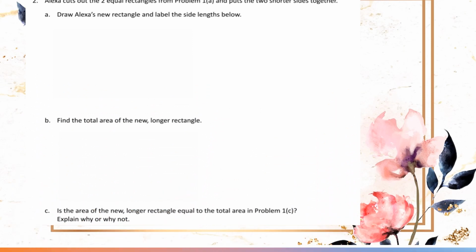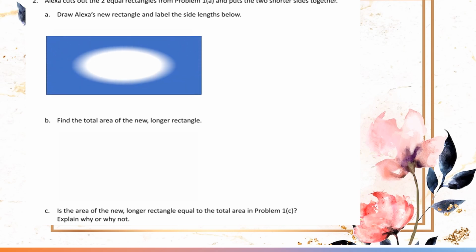Let's take a look at number 2. Number 2 says Alexa cuts out the two equal rectangles from problem 1A and puts the shorter sides together. Draw Alexa's new rectangle and label the side lengths below. So I'm going to put the short ends together when I draw them. So this is going to be the first one. At first, the rectangle was vertical, straight up and down. Now it's horizontal, okay? And that means that the short ends are going to be pushed together.